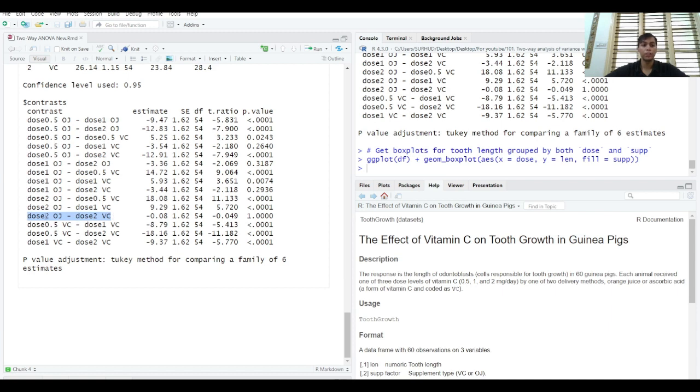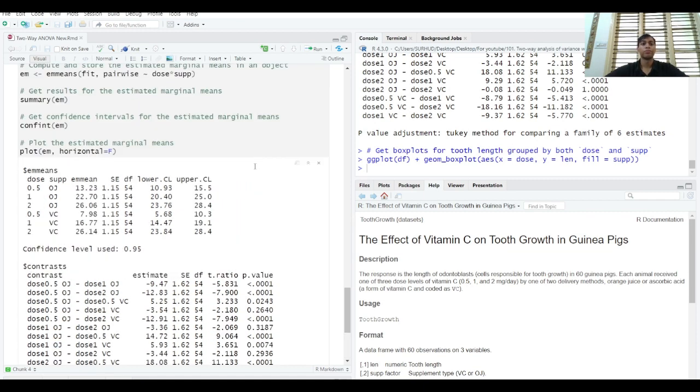So OJ and VC at a dose of 2 milligrams per day. And yes, the p-value is 1. So it is not statistically significant. And this reaffirms what we saw in our exploratory data analysis. So this is a great result.